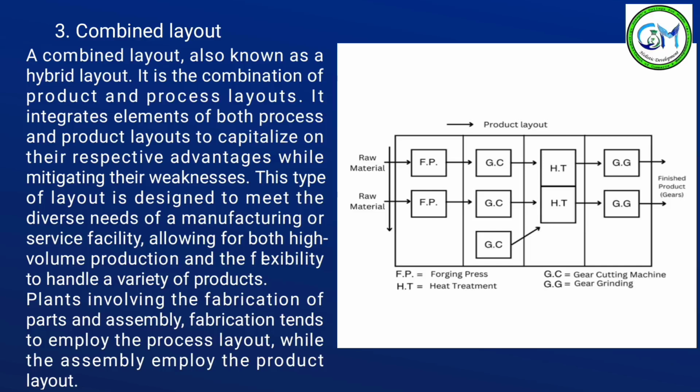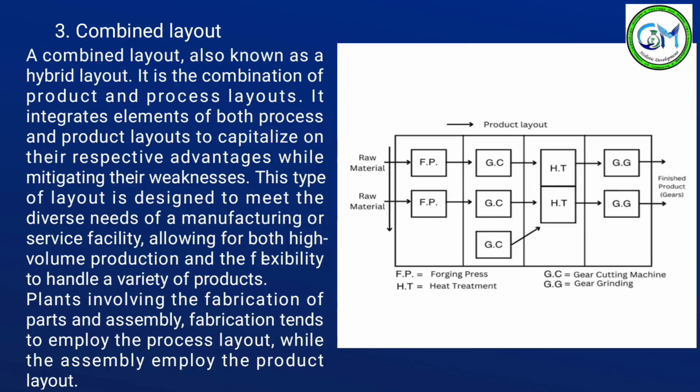Here we arrange the things in a proper manner and also in a functional manner. And likewise we design the layout and produce the products. It integrates the elements of both process and product layouts to capitalize on their respective advantages while mitigating their weaknesses. This type of layout is designed to meet the diverse needs of manufacturing or service quality, allowing for both high volume of production and the flexibility to handle a variety of products.